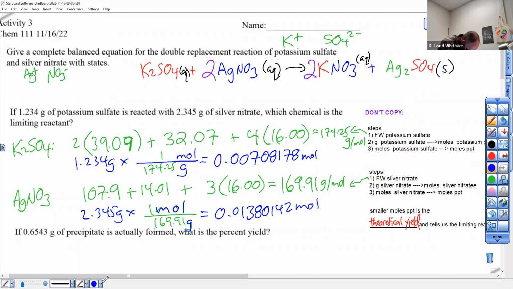Coefficients in purple. We can do it right over here. I gotta get rid of moles K2SO4 and get moles of PPT. Which one's the PPT? Is it the potassium nitrate that's dissolved in water? No, precipitates don't dissolve in water. It's the silver sulfate. And we make 1 mole silver sulfate for 1 mole potassium sulfate. There's a 1 here. I don't see it, but I know it's there. And there's a 1 here. I don't see it, but I know it's there.